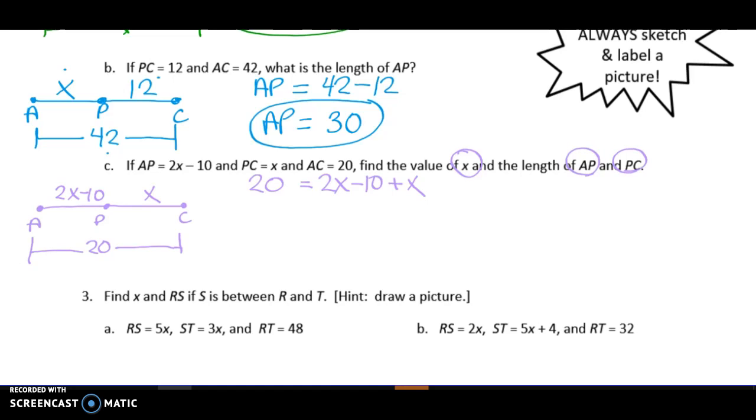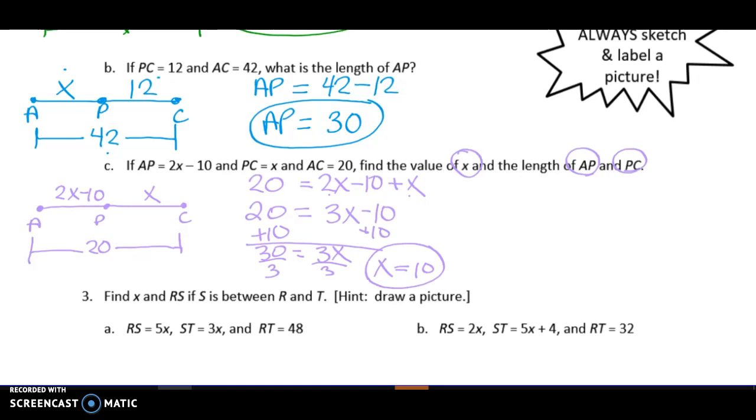So first, to solve for this and find x, I'm going to have to combine like terms. So I see 2 plus 1, meaning we have 3x, nothing is like that, minus 10, I bring it down. Now I got to get x by itself. Start by adding 10. And then finish, divide by 3. So I know that x is equal to 10. So that's one done. I still need to find AP and PC.